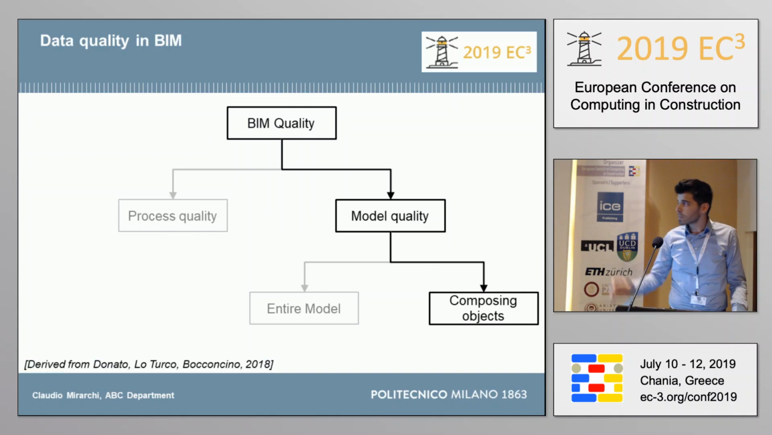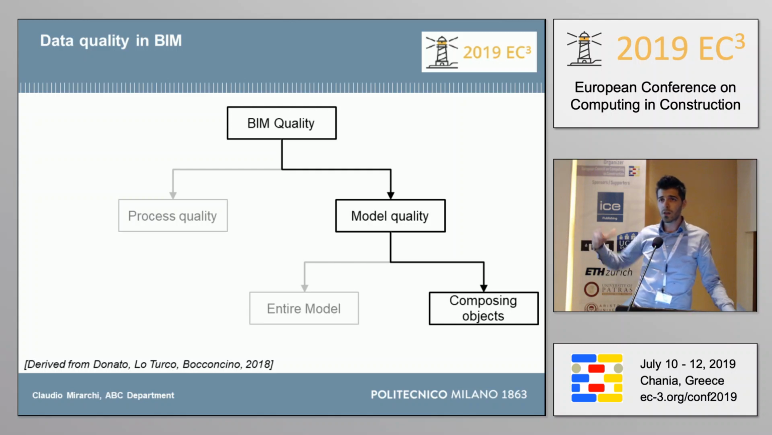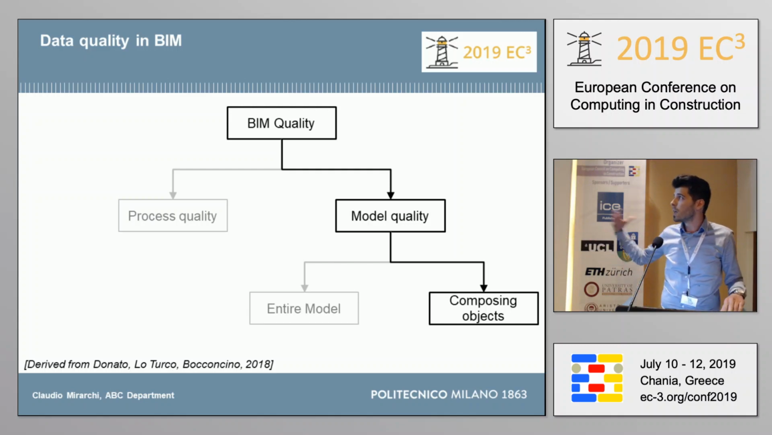So I found a paper that I used to focus my research about the classification of the concept of data quality for BIM. The data quality in building information modeling can be divided into different parts. We can have the process quality, so the quality of the entire process. Then we may have the quality of the model, which can be identified as the overall quality of the model, making, for example, clash detection and everything else to have a good project, or the quality of the objects composing the model, so the quality of all the information inside of the model.